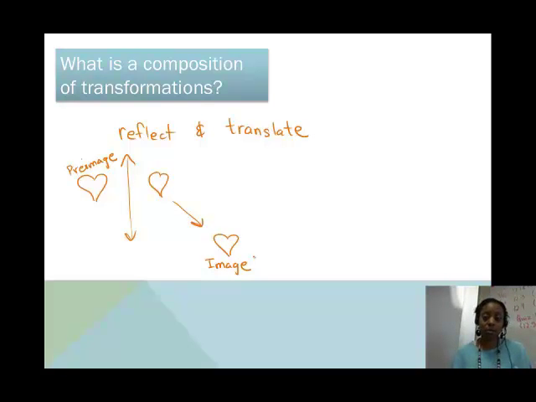Now, one thing you notice when you do a composition of transformations is that it is an isometry. Even though you're doing two different transformations from the pre-image to an image, the size and shape remain the same.